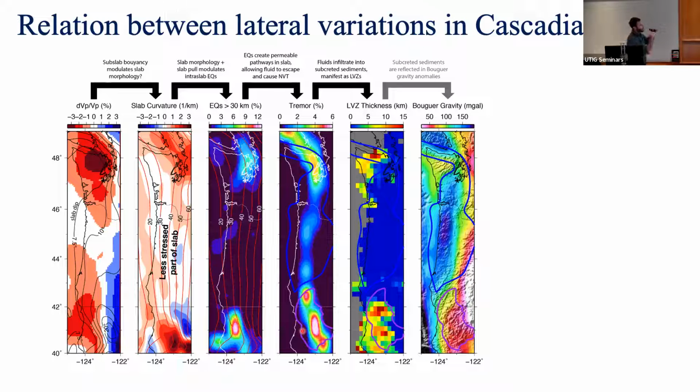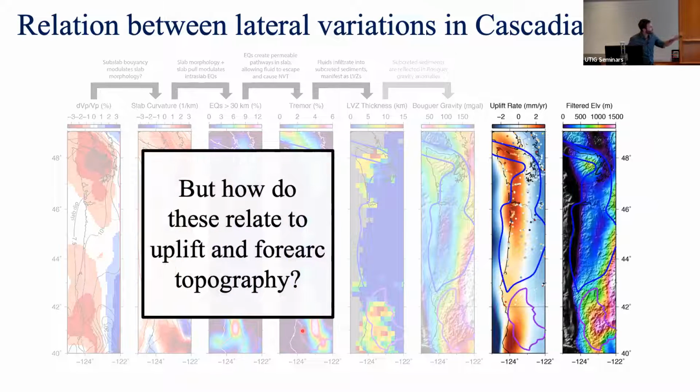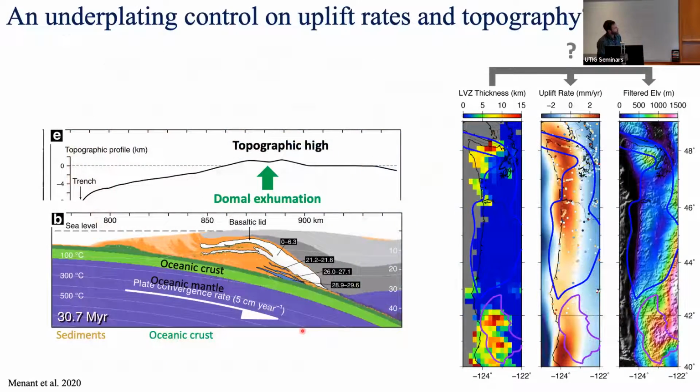So now we kind of have a perspective on what's happening in the subsurface that can link together these different observations. But how does this relate to what we see at the surface? How does this relate to uplift and forearc topography variations that correlate with all these different features? So there's been some really nice thermomechanical models created for the basal accretion process.